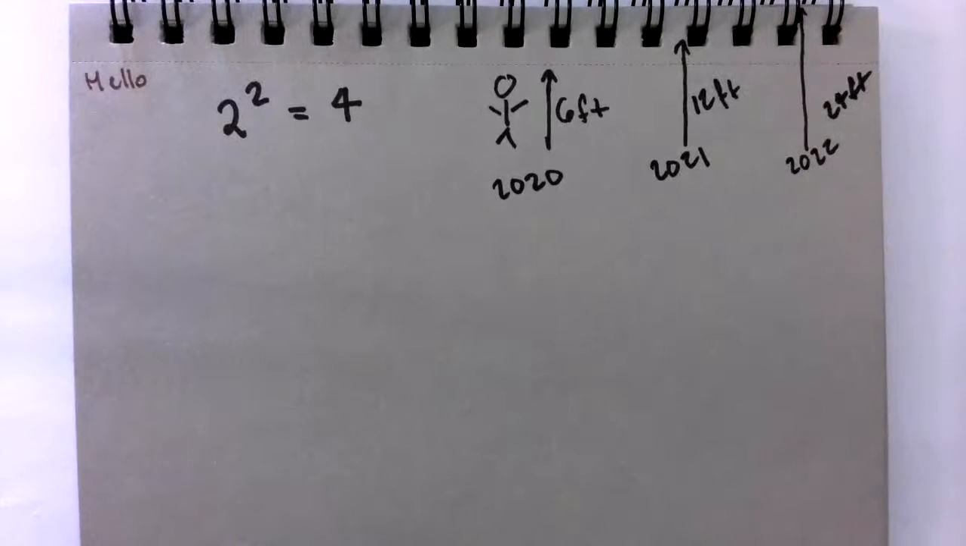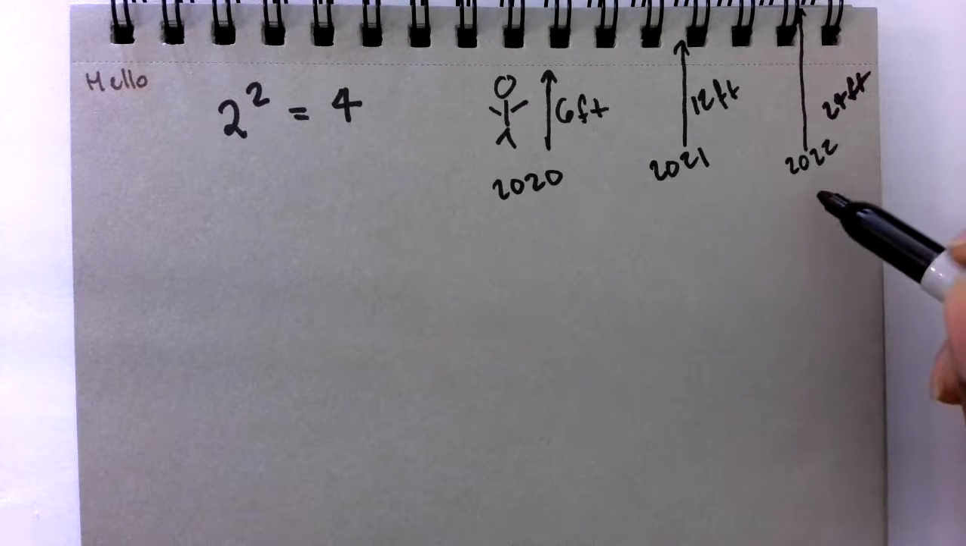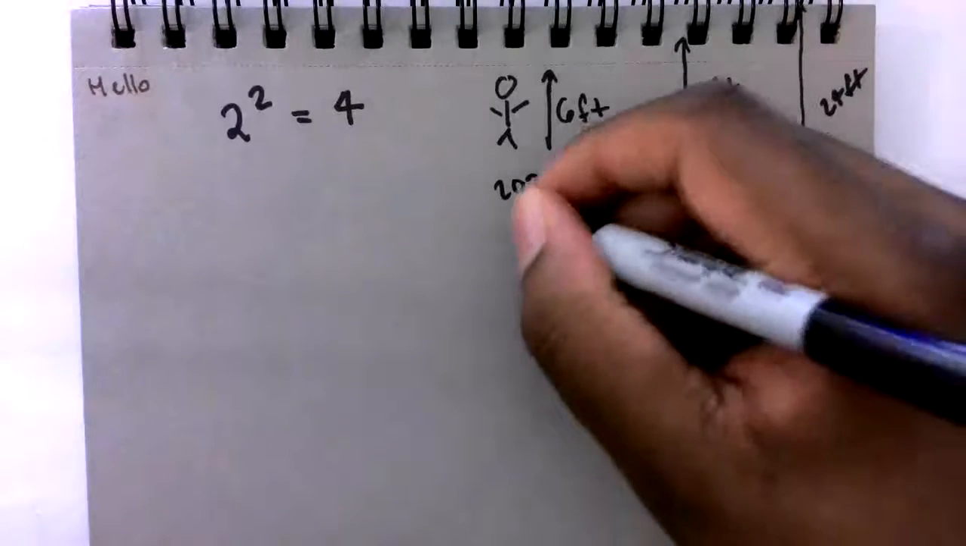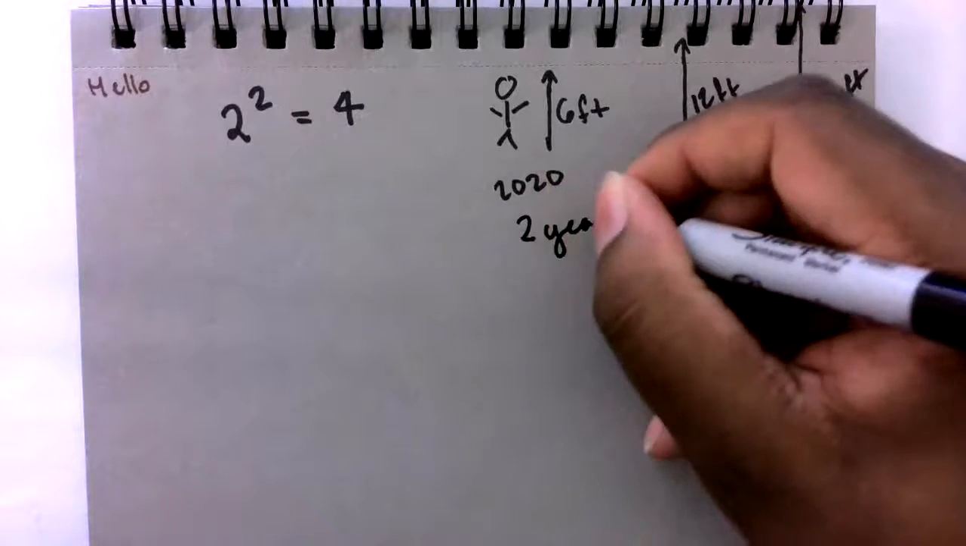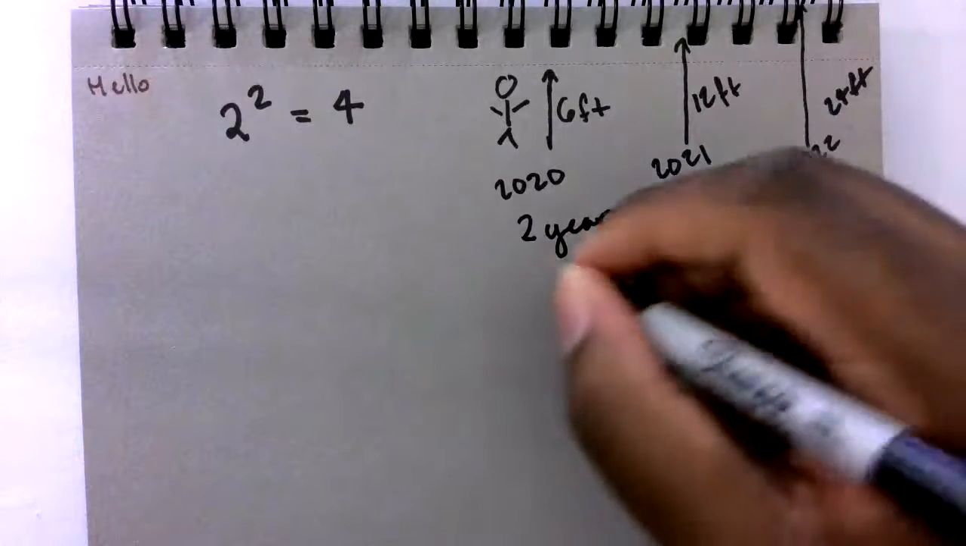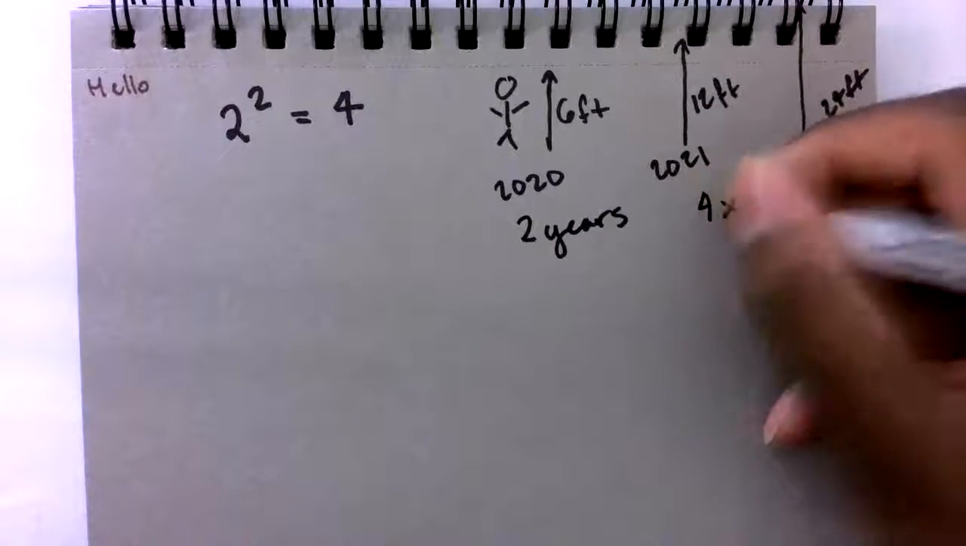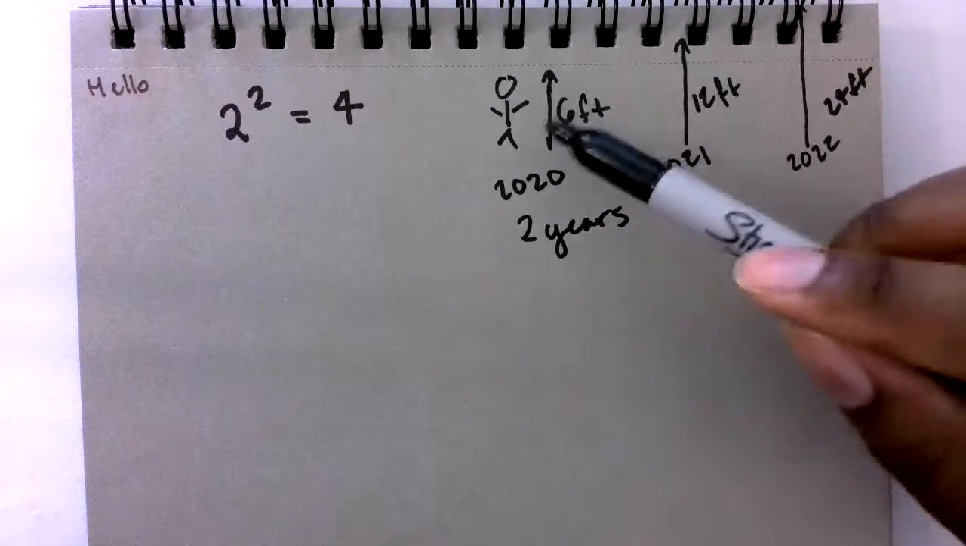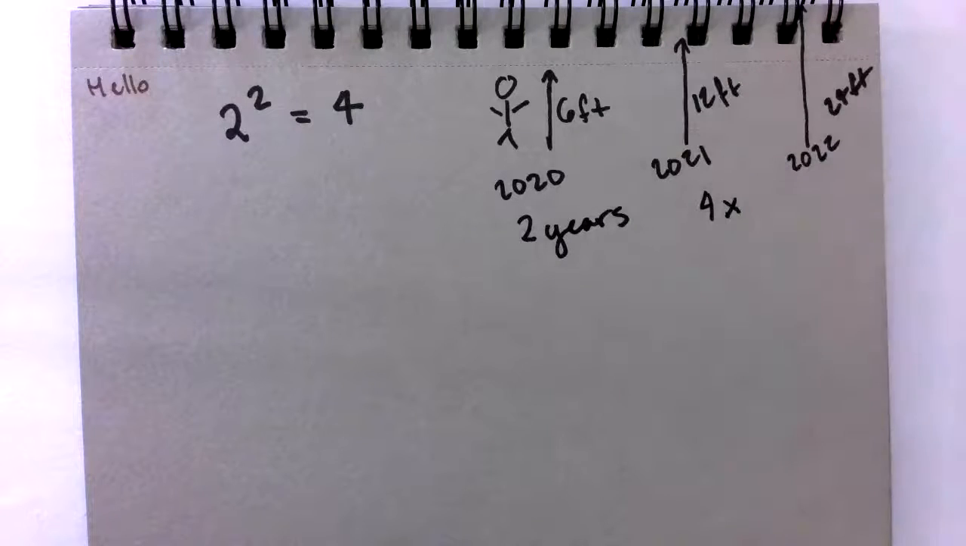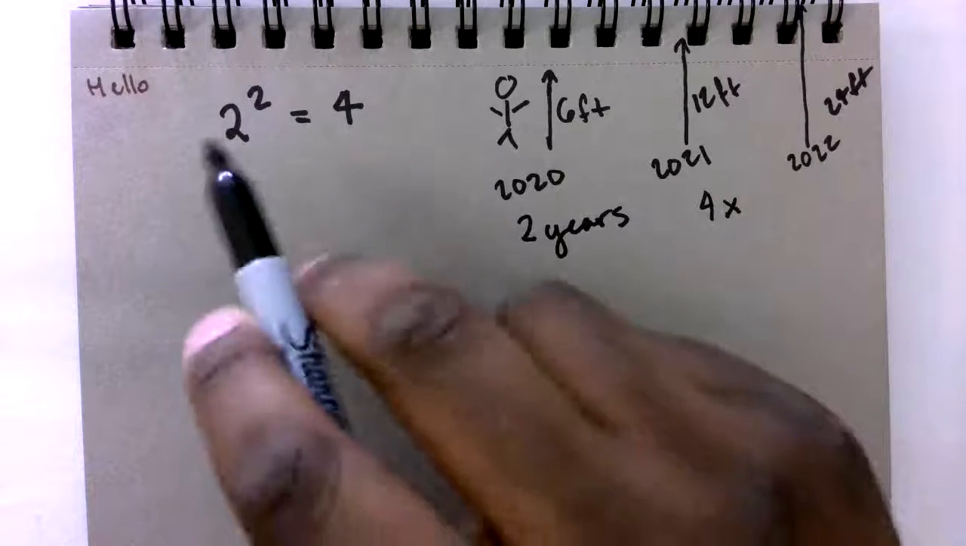So think about it this way. In 2 years, I would be 4 times as tall as I am when I started, because 4 times 6 is obviously 24. So let's go back to what this means.